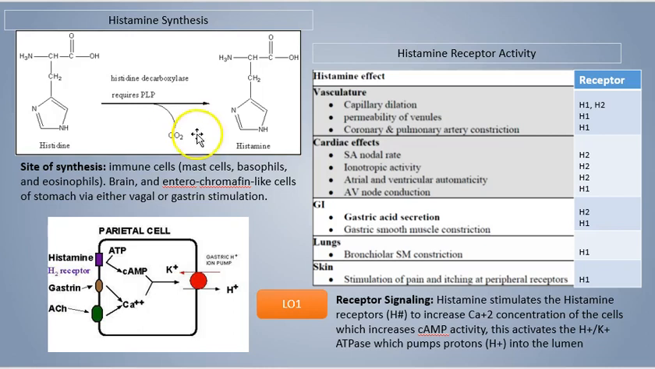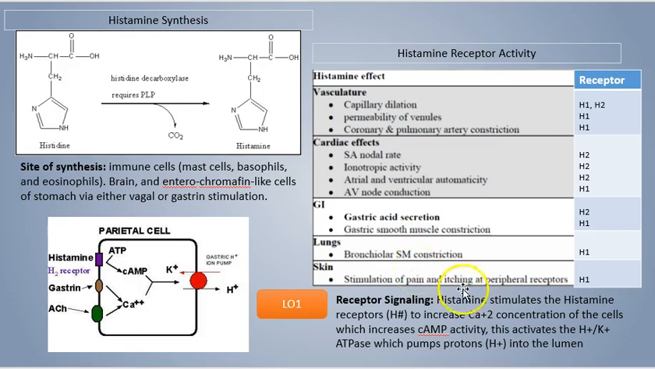There are different receptors for histamine. We've got H1 and H2 receptors, and the expression profile varies. There are histamine receptors within the vasculature, within the cardiac system, and in the GI system, lung, as well as skin.